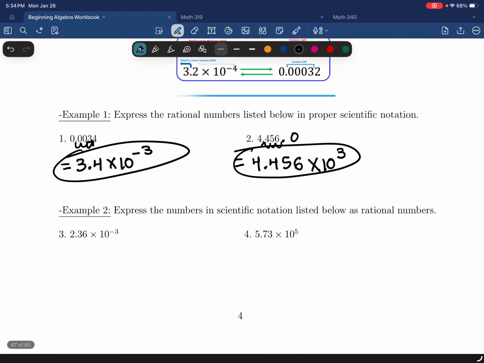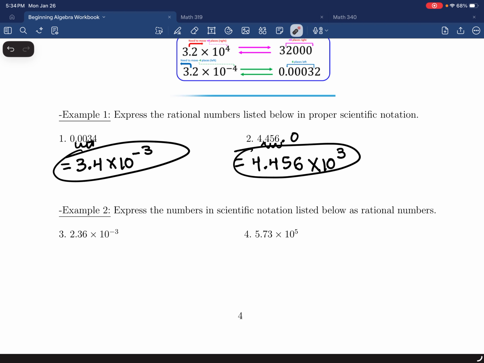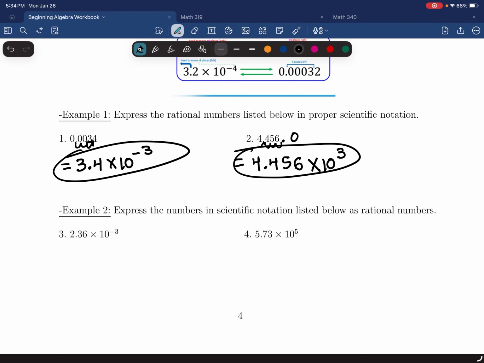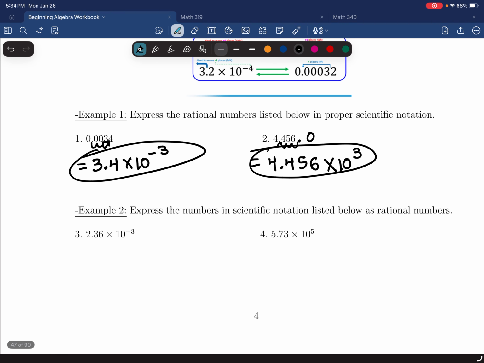Alrighty. I encourage you to pause the video and work through both examples 3 and 4 on your own. What you're going to have to do is take the numbers that you're given in scientific notation and convert them back into a rational number, numbers like these. Alrighty, so assuming you've converted both these numbers in scientific notation back to their rational forms, let's go through it.